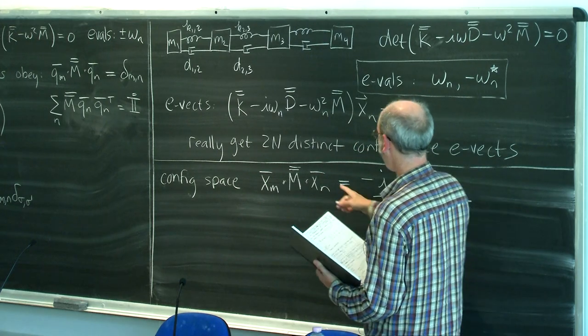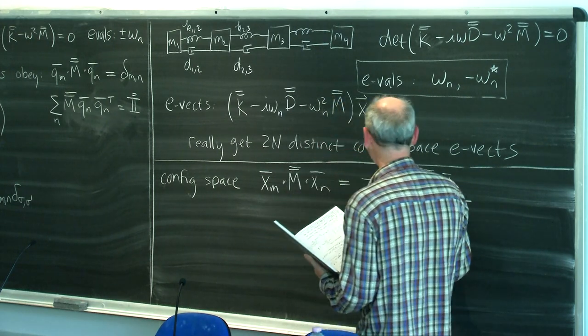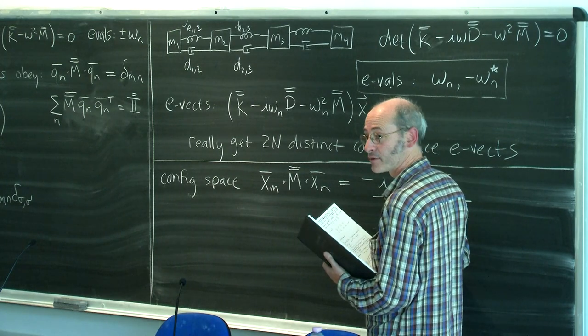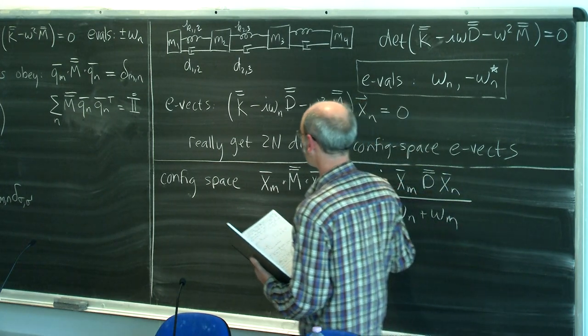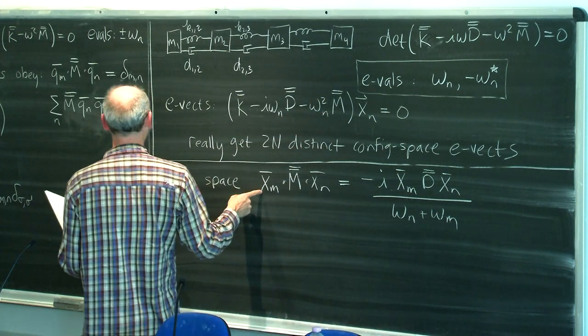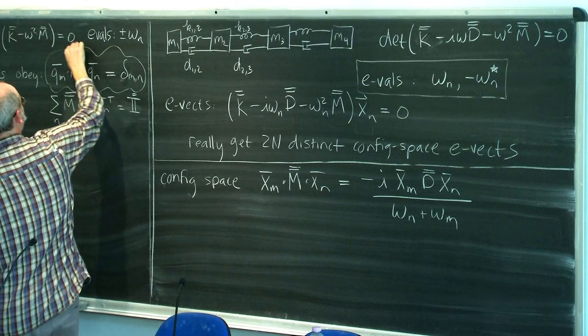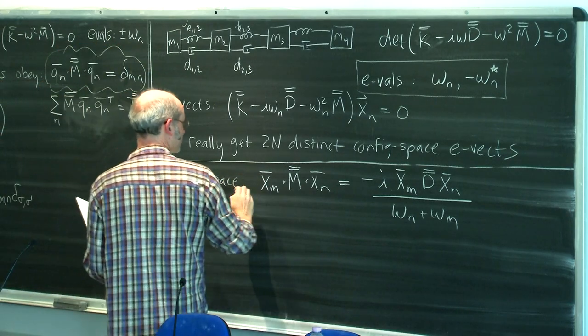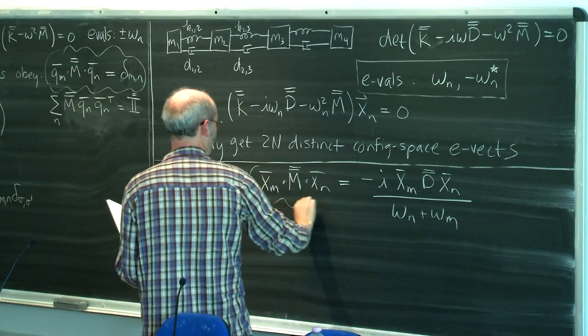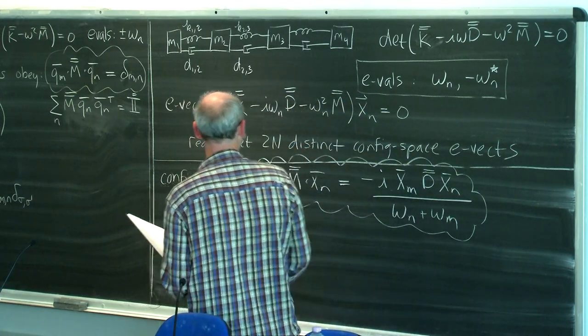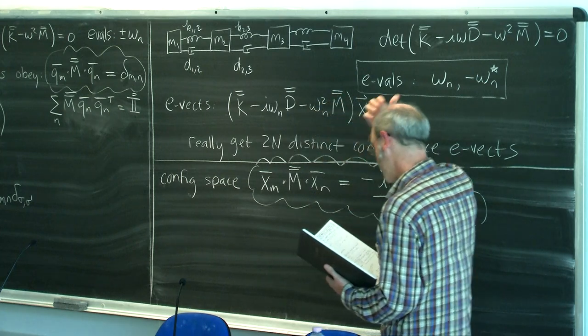Okay. So even if n and m are completely different, the right-hand side in general is not going to be zero because there's some damping around. Okay, so compare this. I'm using x here and q as the same thing. The configuration space eigenvectors. So this actually shows two things.